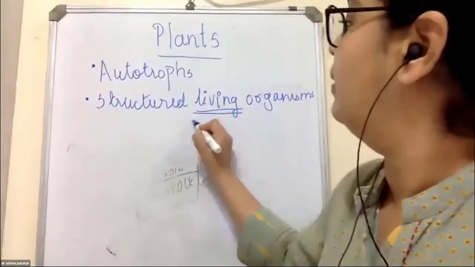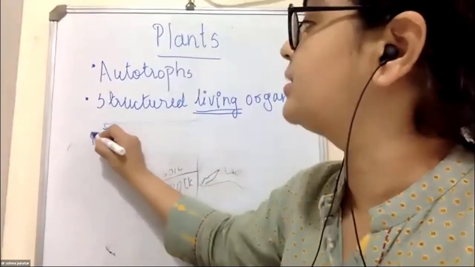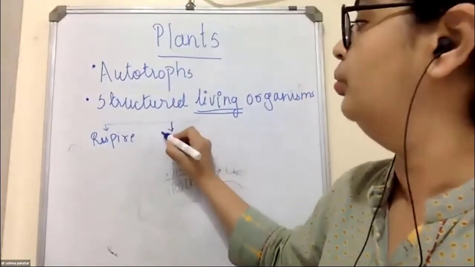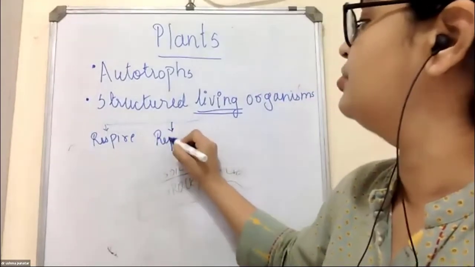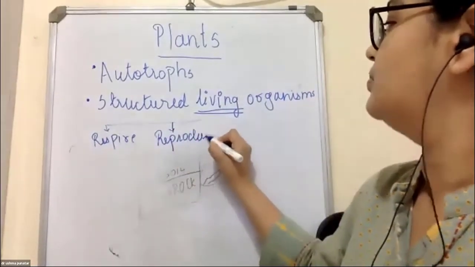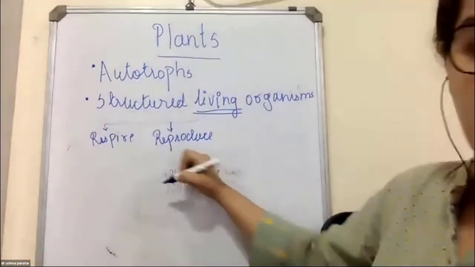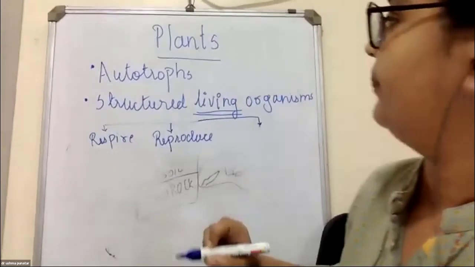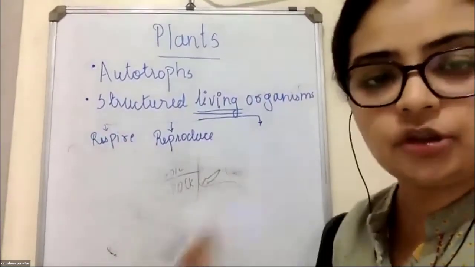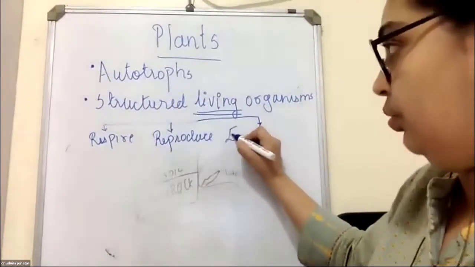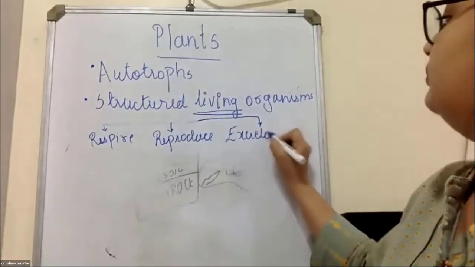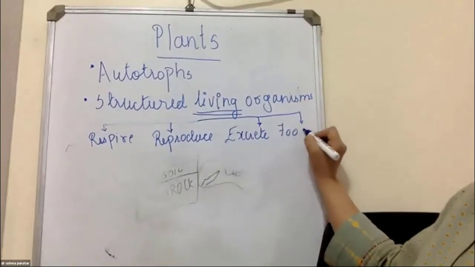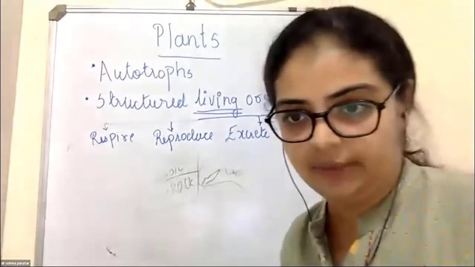So we say plants do respire, plants do reproduce. Sorry children, there is something wrong with my words. You will have to just bear with the small writing up here. Okay, they do respire, they do reproduce, they do excrete, and they have all the other characteristics of a living thing, right?